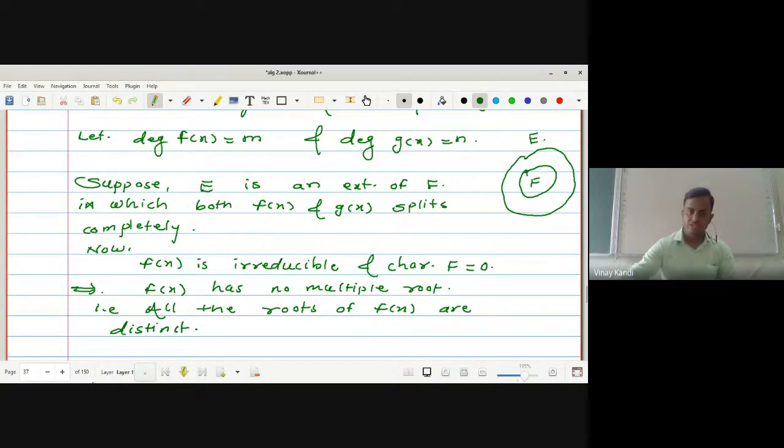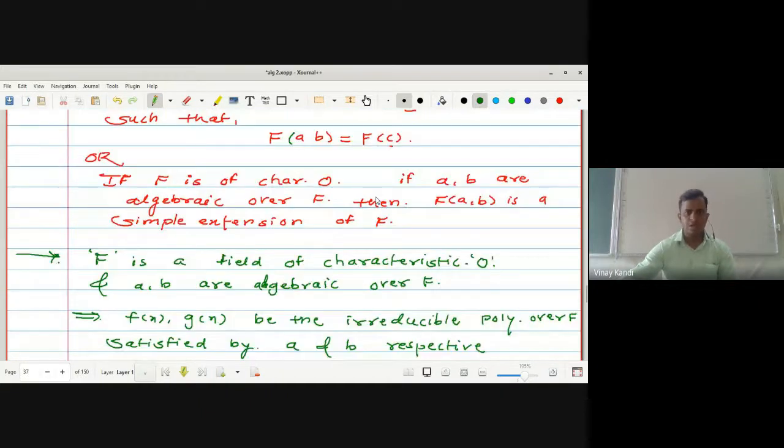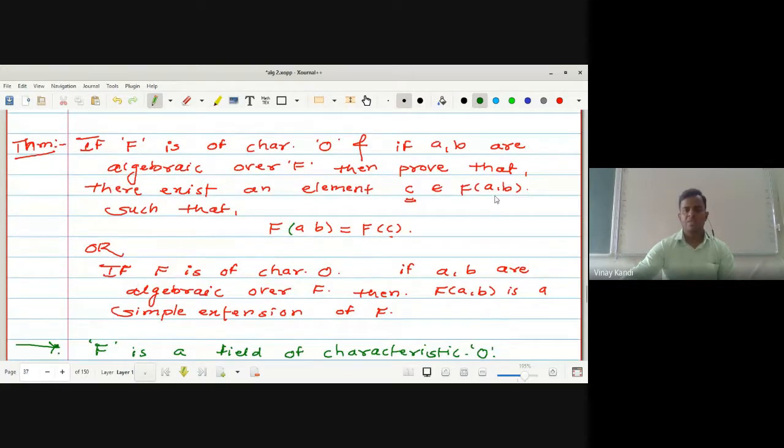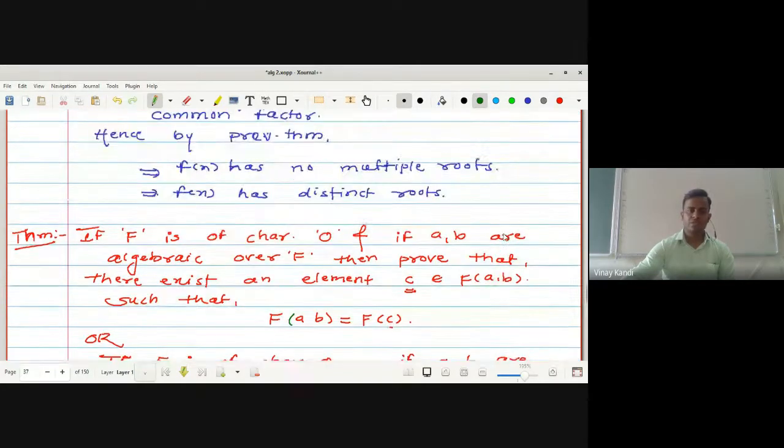Remember what we have to prove: F(a,b) is a simple extension of F. That is, if a and b are two algebraic elements, then F(a,b) is equal to F(c), where c belongs to F(a,b). Example: Q is the field with characteristic 0, and Q(root 2, root 3) is equal to Q(root 2 plus root 3).